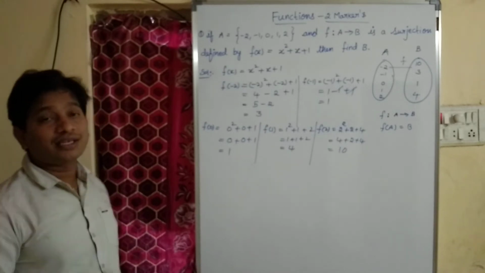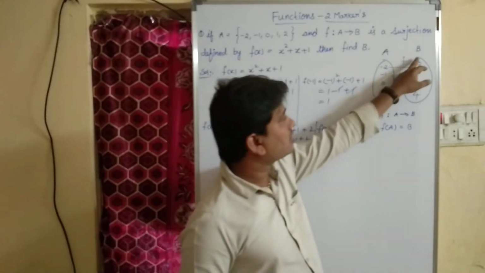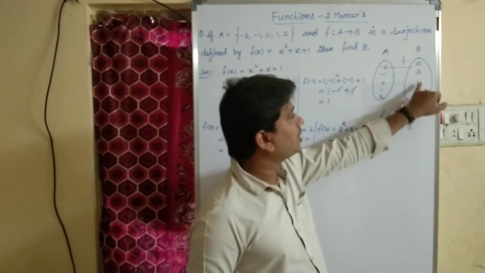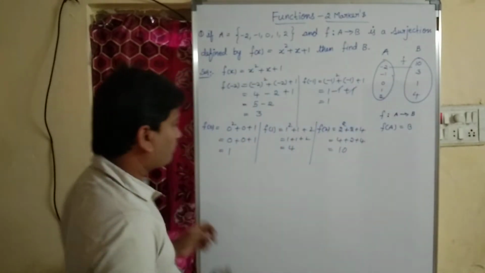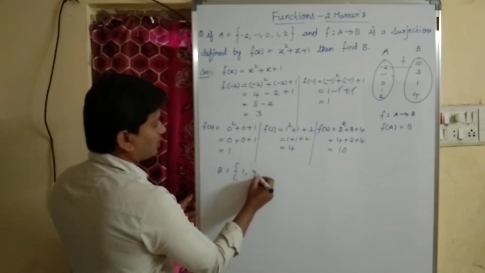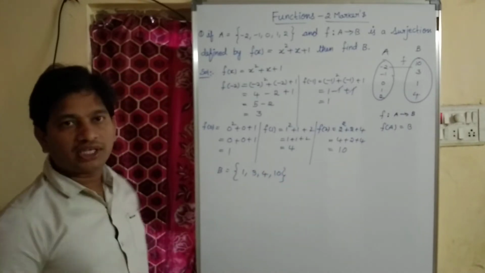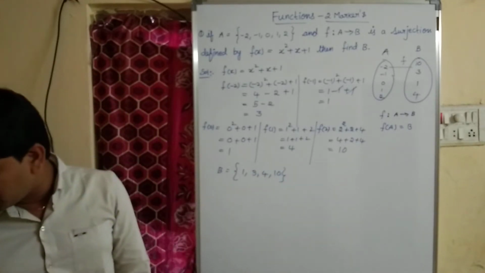Actually what are they asking? They are asking to find the values of B. Yes children, what are the values of B? We got 1, 3, 4, 10. Yes, of course. Let us write the values of B are 1, 3, 4, 10. Is it clear, children? Which is the most important question?